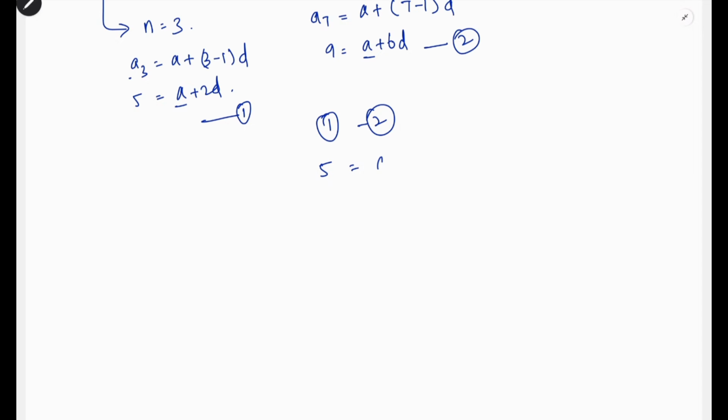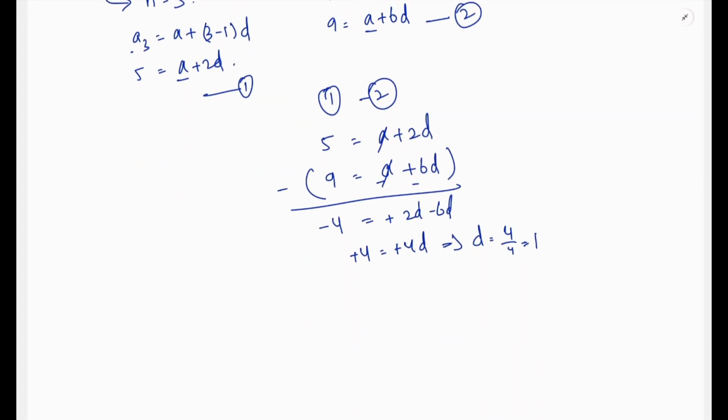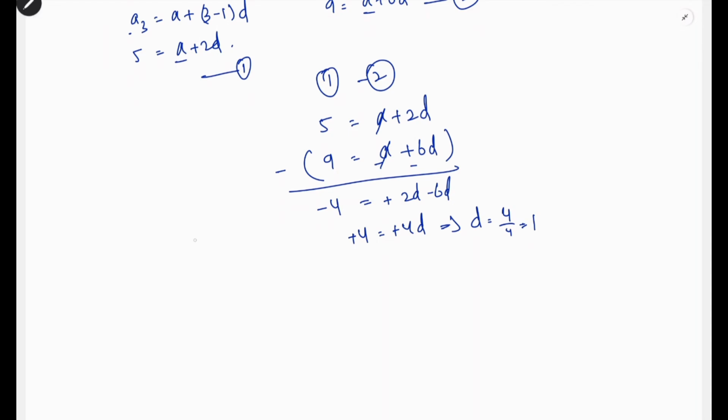It is 5 is equal to a plus 2d and 9 is equal to a plus 6d. We will subtract. 5 minus 9 is minus 4 is equal to, see, a minus a, it is 0, plus 2d minus 6d. Minus 4 is equal to minus 4d. Here d is equal to, minus and minus gets cancelled, d is equal to 4 by 4, it is 1. The common difference is 1, and we'll substitute the d value in first equation.